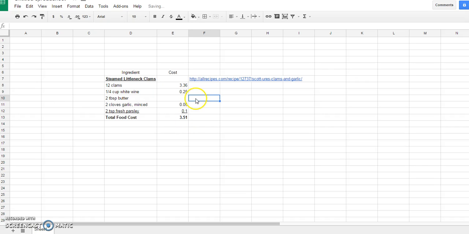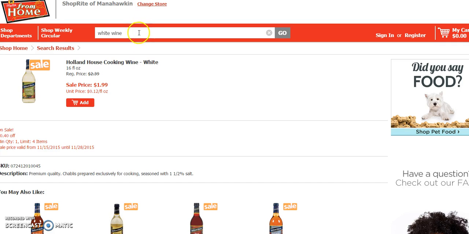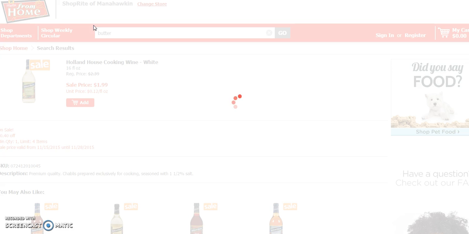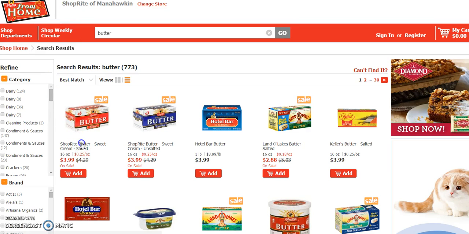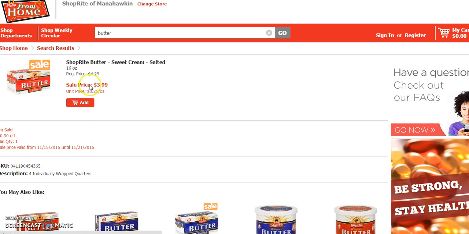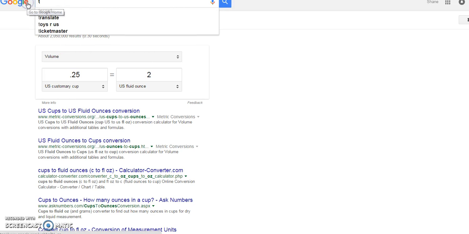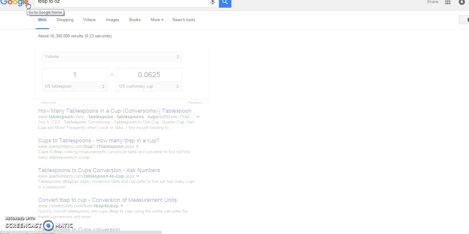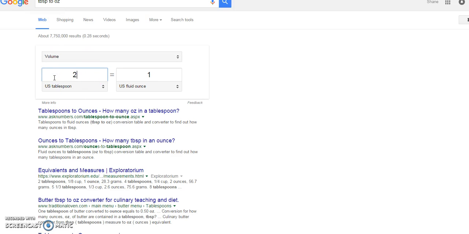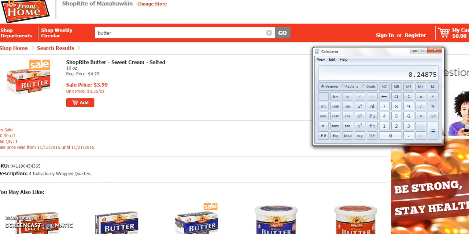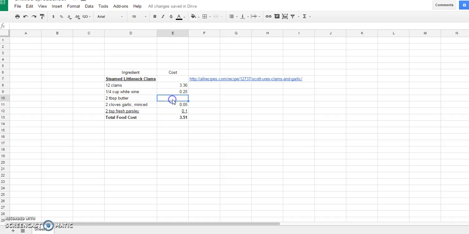Next up, we have the butter. We need 2 tablespoons of butter. So if we go back to the ShopRite Shop at Home website, type in butter, bring it up here, we have 16 ounces of butter for $3.99. Once again, we can go to Google, tablespoons to ounces. We know that we need 2 tablespoons of butter, which is 1 fluid ounce. So now we know that we can divide $3.99 by the 16 ounces of butter in this package to get our food cost for the butter, which also by chance happens to be 25 cents.